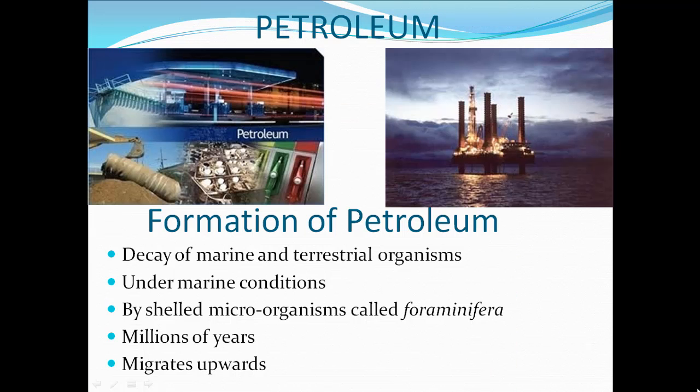Let's begin. Petroleum is one very important conventional source of energy. As you can see in this picture, this is an oil rig. The primary purpose of the oil rig is to drill on the continental shelf to extract the crude oil.